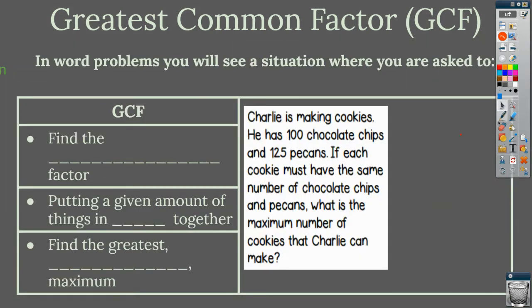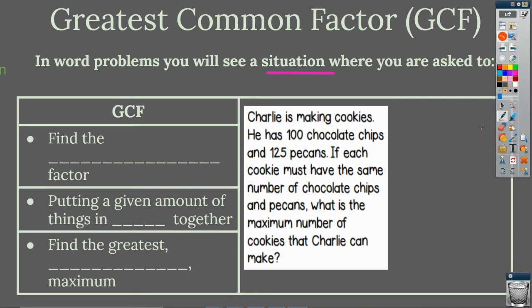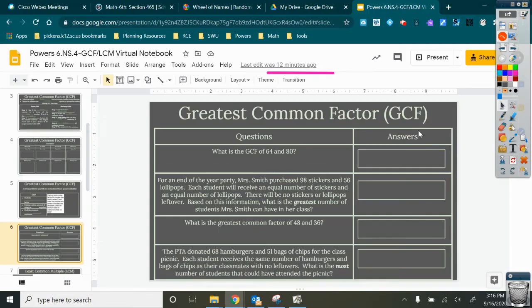Okay, so this is word problems with greatest common factor. And remember from what we talked about with word problems last week, we want to look at the situation and not just keywords. Okay, so the situation for greatest common factor problems could be one of several things.